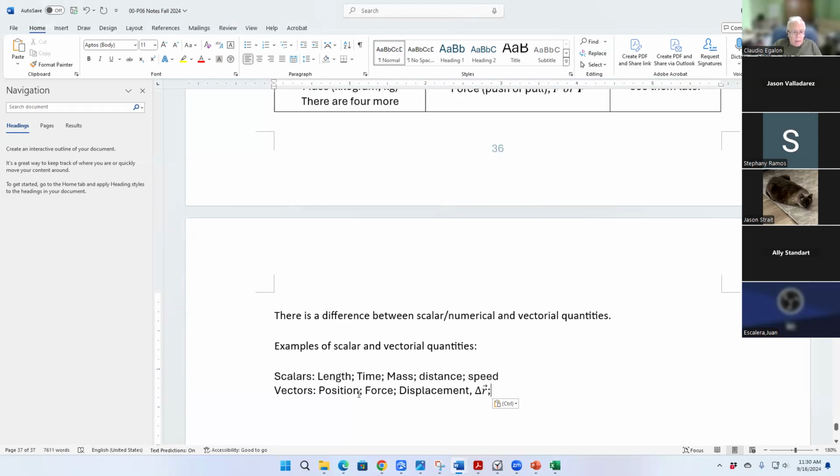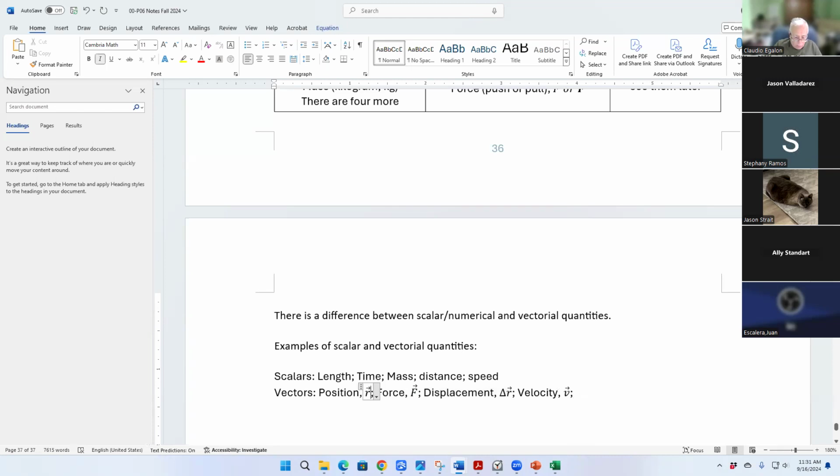In physics, we usually represent a vectorial quantity by a letter with an arrow at the top. In the case of the position vector, we represent it by the letter R with an arrow at the top. In the case of force, we represent it with the letter F with an arrow at the top. For displacement, it's going to be delta R because it's a difference in position. Velocity is a vectorial quantity as well, and we represent it by the letter V with an arrow at the top. That's the important notation here: an arrow at the top.